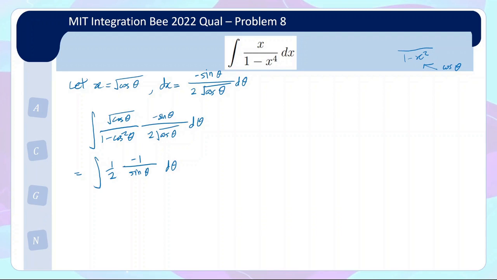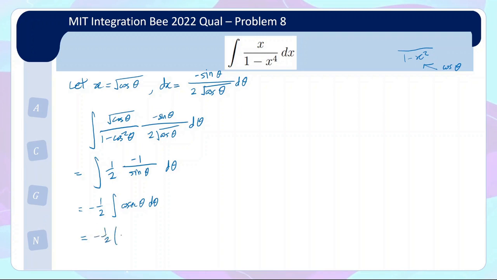Right, because this is sine squared, it cancels the sine, so you have 1 copy of sine, then the minus 1, then you have the 2. The cosine square root cancel each other. So very neat. Over here, we can directly integrate this. We have the integral of minus half cosecant theta d theta, which hopefully you know the formula.